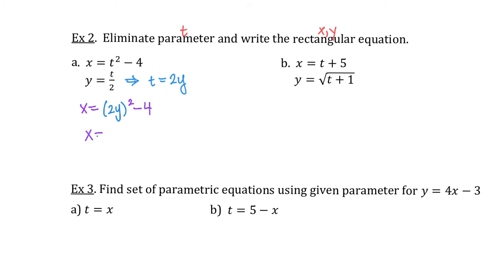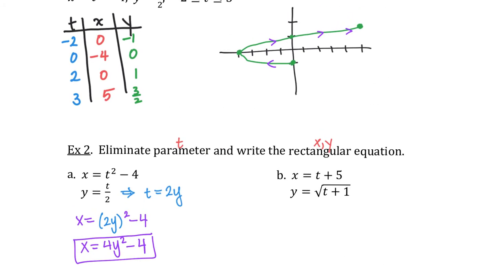Okay, and then I'm going to simplify it a little. So 4y squared minus 4. You can leave it like that. If you want to put it in quote unquote standard form, you could add the 4 to the other side. But I've eliminated the parameter. There's no more t in the equation. It's only in xy form. And if I graph this, it would make this graph here, except without the domain restriction.